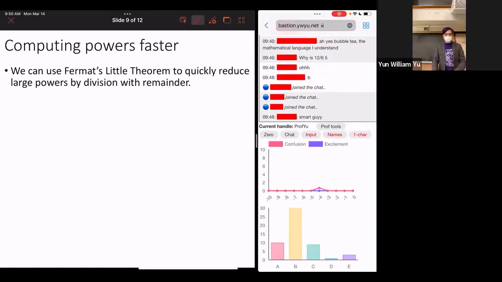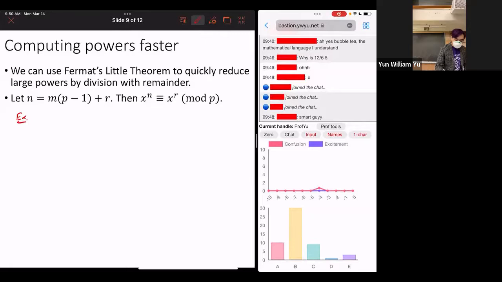But with Fermat's little theorem, it turns out that you can reduce large powers by division to their remainder. So what do we mean by that? So if we let n be equal to m times p minus 1 plus r, then x to the n is equivalent to x to the r mod p. That's a lot of algebra. Let's give an example, and then hopefully it should become a little more clear.